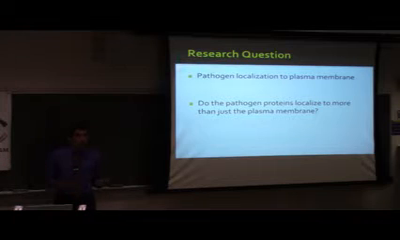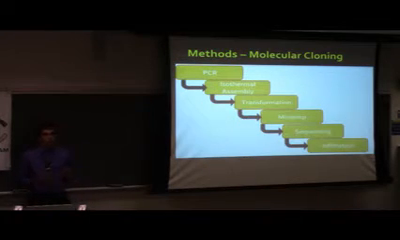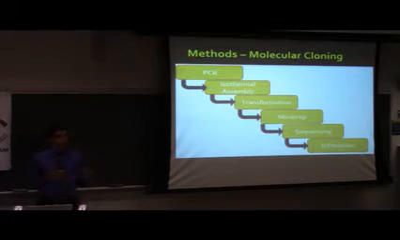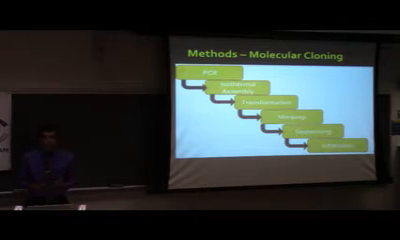So where else do these pathogen effector proteins go? Do they go to more than just the plasma membrane once inside the cell? In order to address this, I use the technique of molecular cloning. This consists of PCR, which is the amplification of a gene of interest billions of times, and that PCR product then undergoes isothermal assembly.